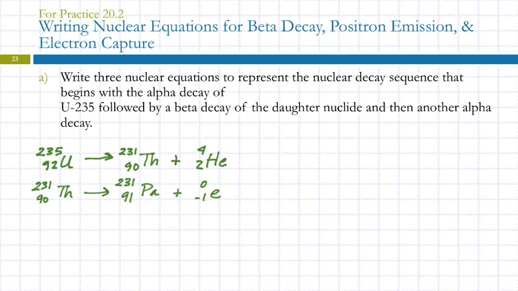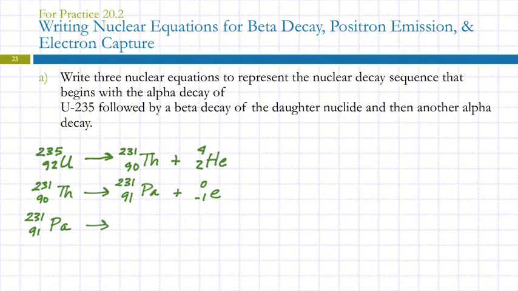And right now I can't remember the name of that. I think it's protactinium, but I'm not sure. But there's the equation. Any questions? And this is then another alpha decay. So we're going to take this daughter and do alpha decay again.